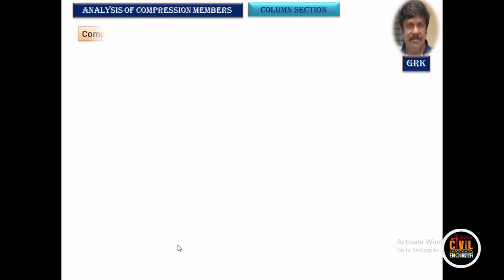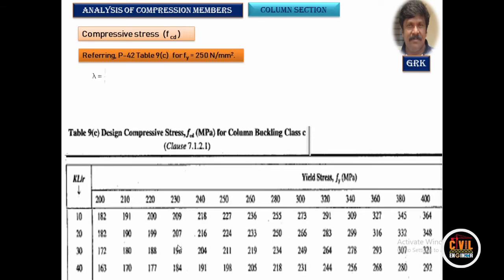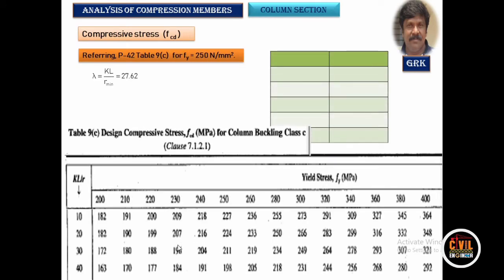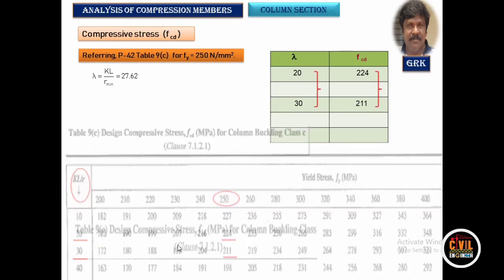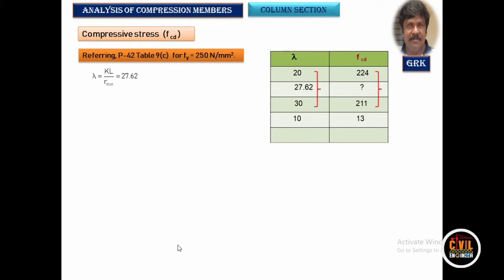It's buckling class C. Get the value of FCD from table 9C, page number 42. For 20 it is 224 megapascals. For 30 it is 211 megapascals. Get the difference for 20 and 27.62. It is 7.62. Let us find out the value for that. By interpolation we get 214.09 Newton per millimeter square.